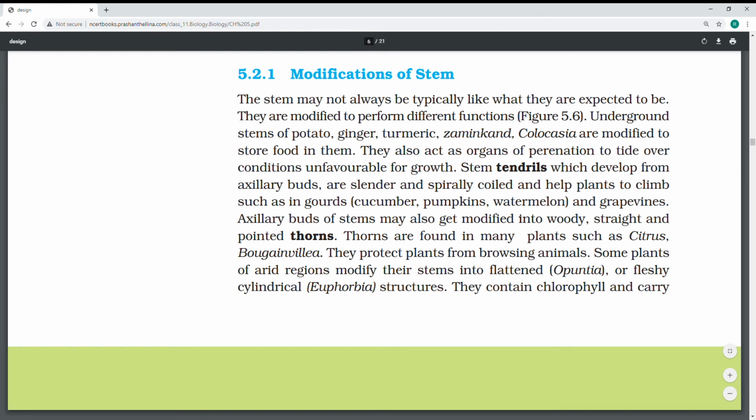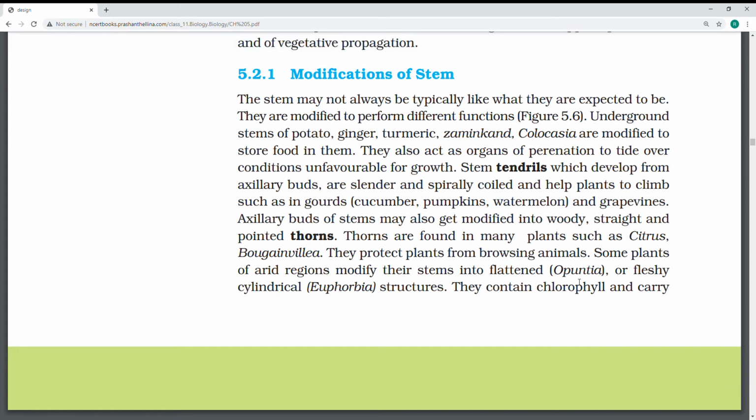So the tendrils are cucumber, pumpkin, watermelon, and grape vines; they have given grape also. And for thorns: bougainvillea, citrus, and when it is flattened, opuntia. So basically these stem modifications are of three types: underground, subaerial and aerial.